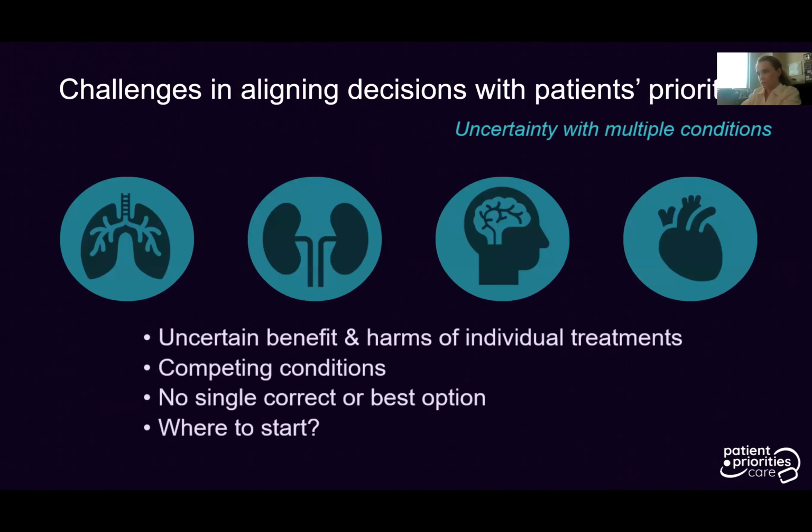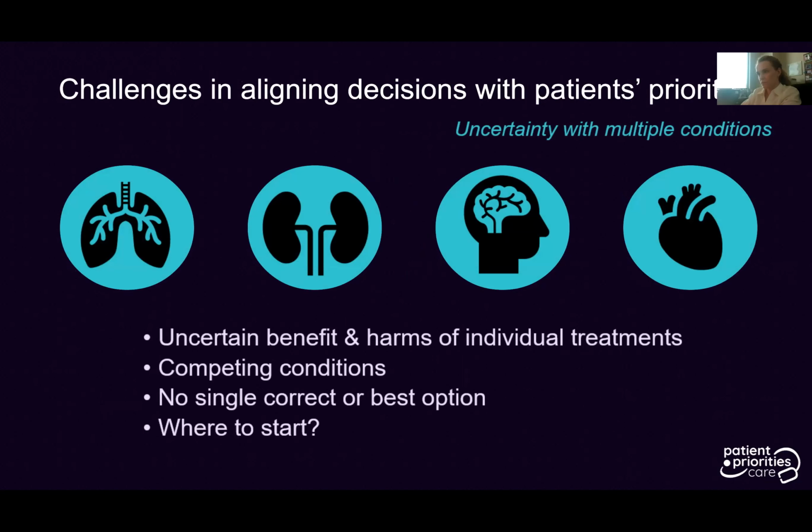So let's review some of the challenges that commonly occur. It's not so specific to Mrs. B's case, but these are common challenges in aligning decisions with patients' healthcare priorities. So the first thing is uncertainty. A lot of times we're not 100% sure what the best decision is.